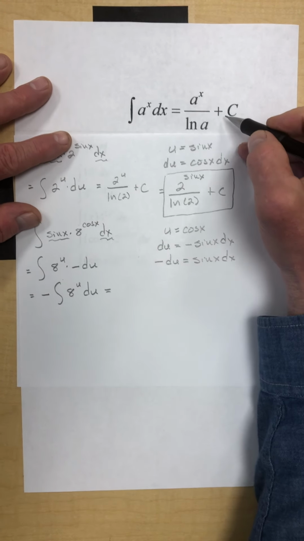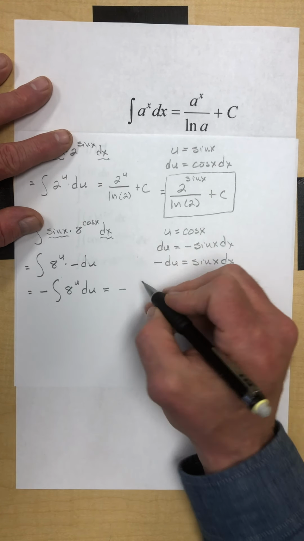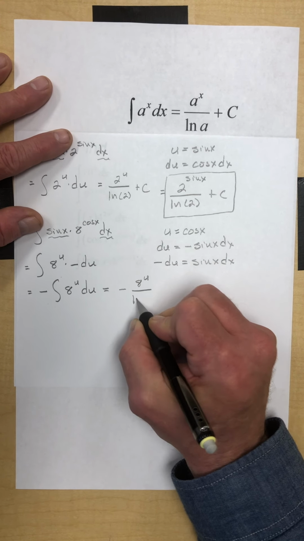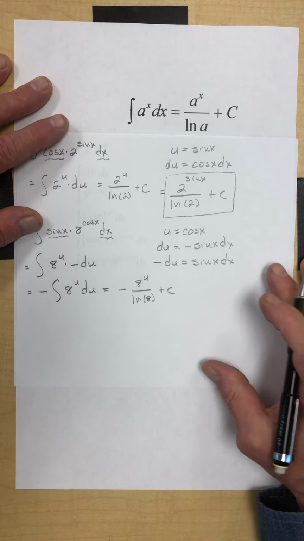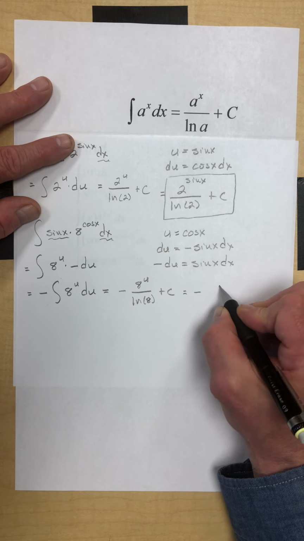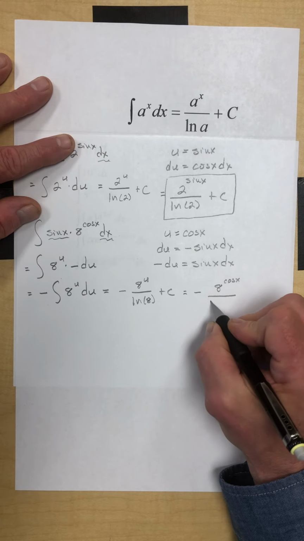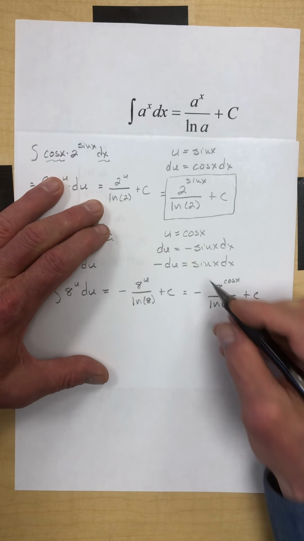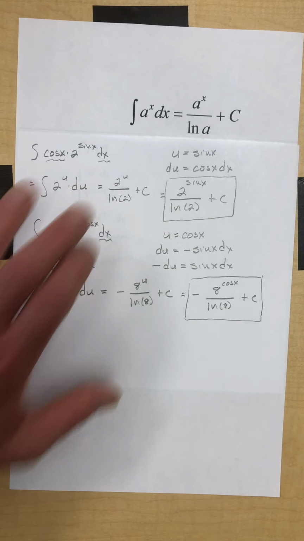And then we just go back to our formula. Okay, don't forget your negative sign. So that's going to be the opposite of 8 to the u divided by the natural log of 8 plus c. And then we go ahead and substitute back in. Our u is cosine of x. So we get the opposite of 8 to the cosine of x power all over the natural log of 8 plus c. And then I'm taking a look at that guy and I'm saying, okay, that certainly seems like it would be one acceptable form for the answer.